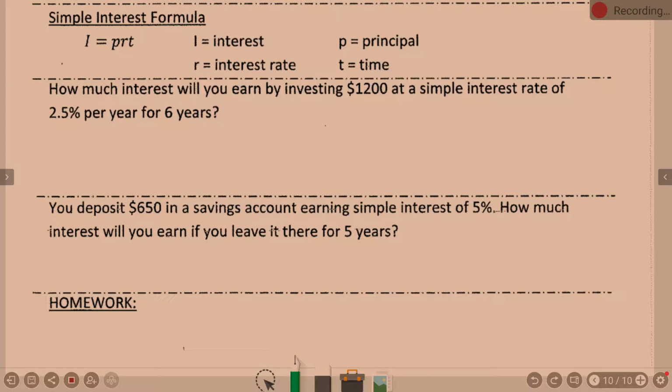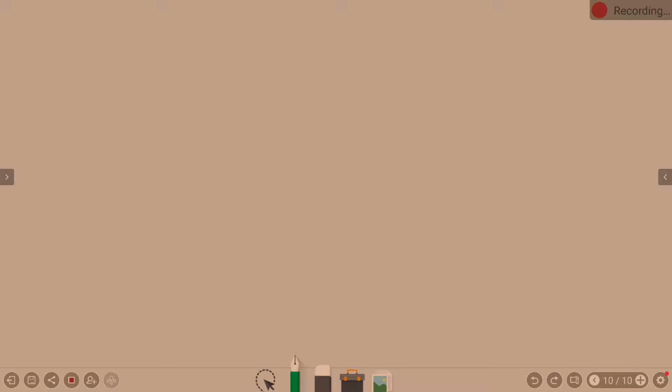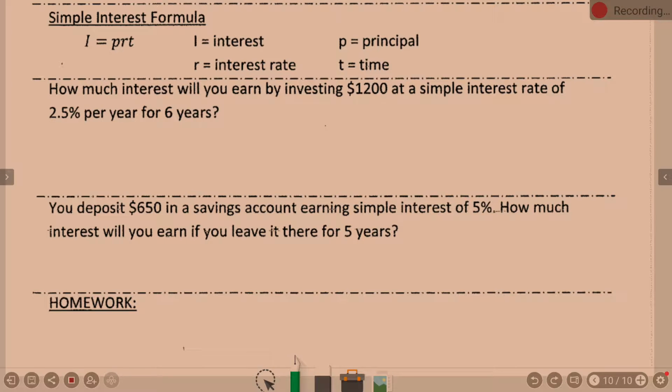Simple interest formula. This isn't new to you. You've seen this before. Interest, I equals PRT, where I stands for your interest, P stands for your principal, which is your beginning amount of money.